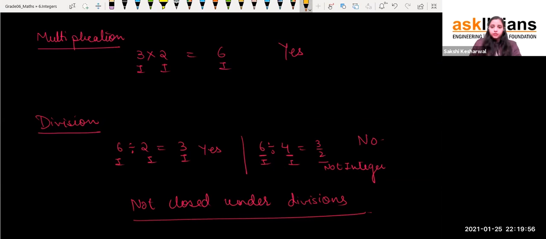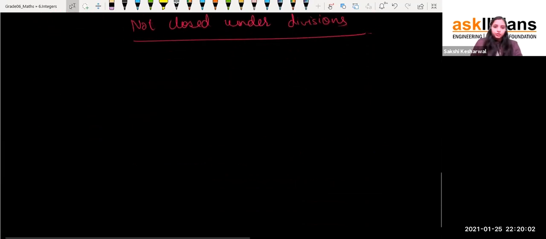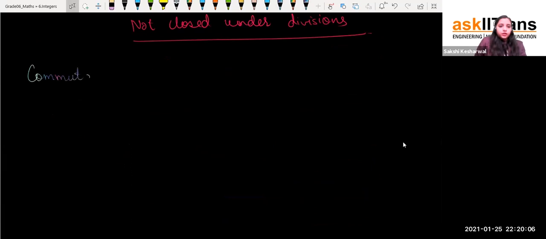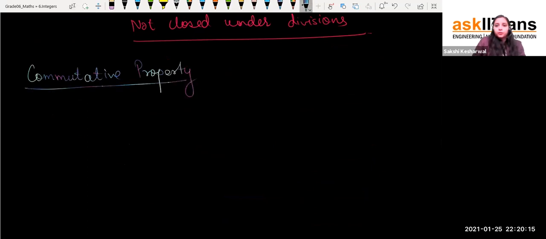Now let's take the new thing. What is the next property? The next property is the commutative property, right? We have learned about the commutative property. So let's talk about the commutative property. Commutative property means what? You take the integers and swap the position, right? If you do the addition, you swap the position.